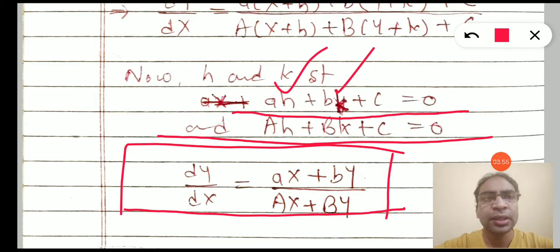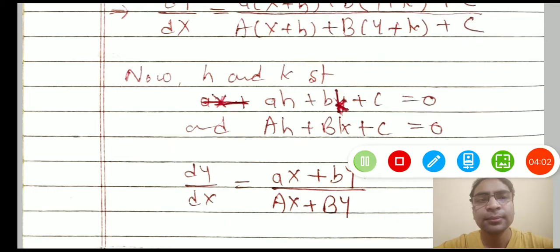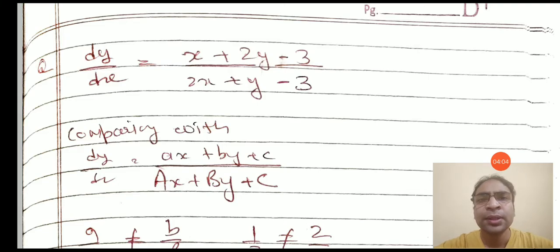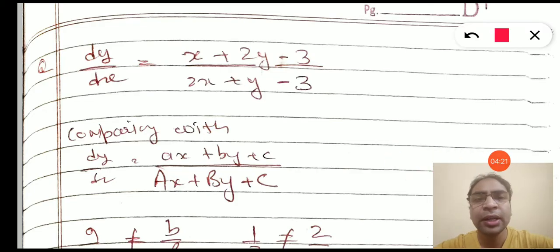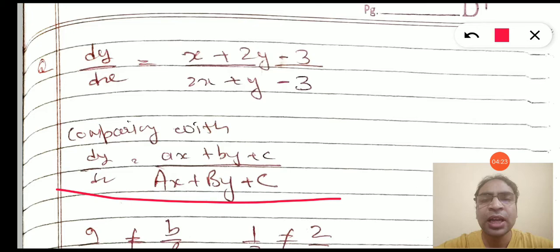So let's see some example based on this. This is the question. dy by dx is equal to (x plus 2y minus 3) divided by (2x plus y minus 3). We can see that this is not a homogeneous equation. So we need to compare this with the equation, and we have to see whether we can reduce this to the homogeneous form or not.